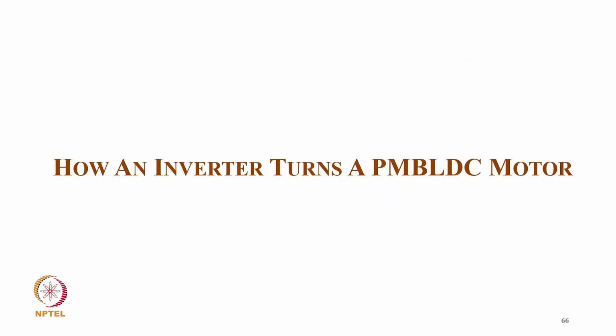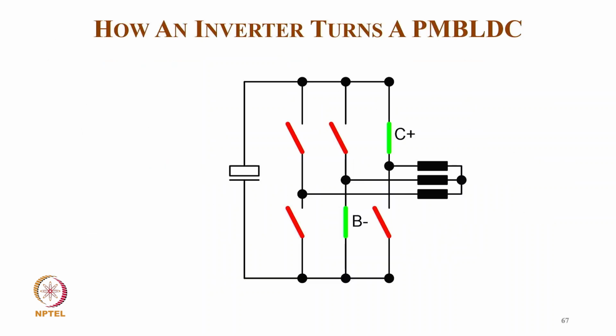Now coming to how an inverter turns on a BLDC motor. This is the three-phase inverter connected to the three-phase winding, and at any moment of time, we really switch on only the switches which excite the two windings.